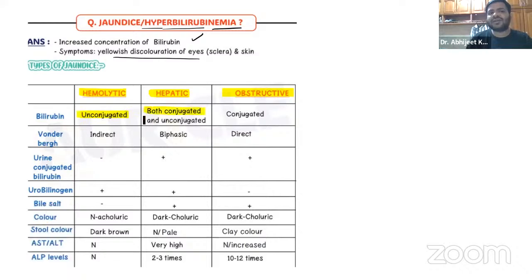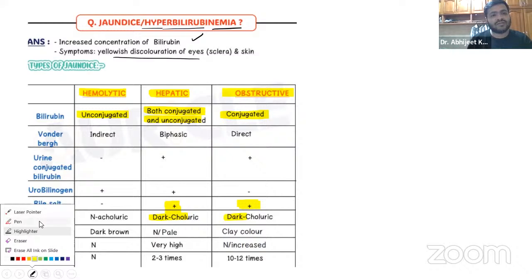In the hepatic part, both conjugated and unconjugated. And in obstructive, if there is an obstruction in the bile duct or something, that will lead to the obstructive jaundice. And over here, the bilirubin obviously will be conjugated. Now, over here, you have to remember the bile salts. The bile salts will be present in the hepatic part and the obstructive part. The urine color will be acholuric in case of hemolytic, dark in case of hepatic, and the same in the obstructive jaundice as well.